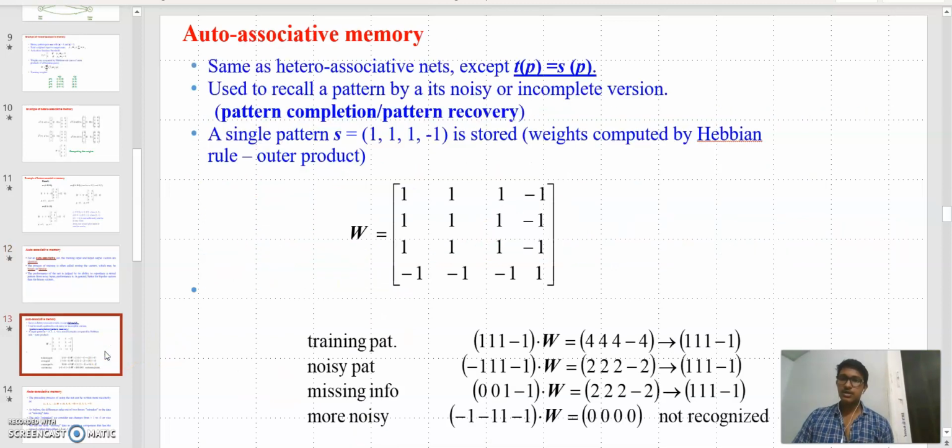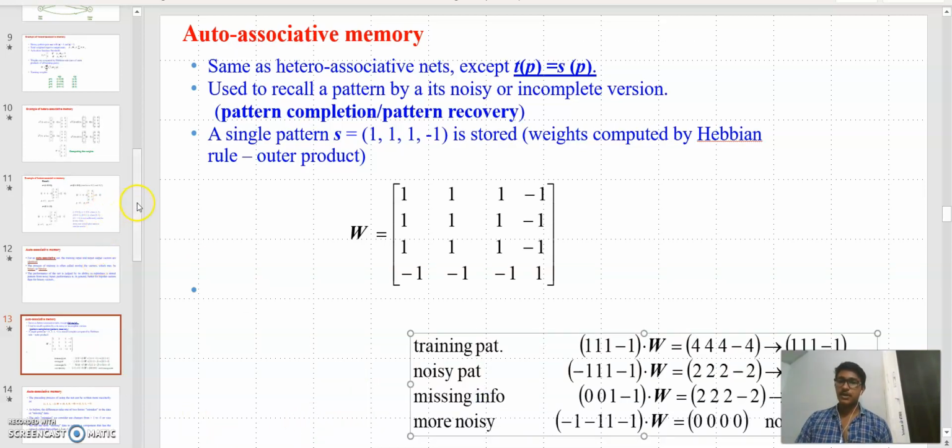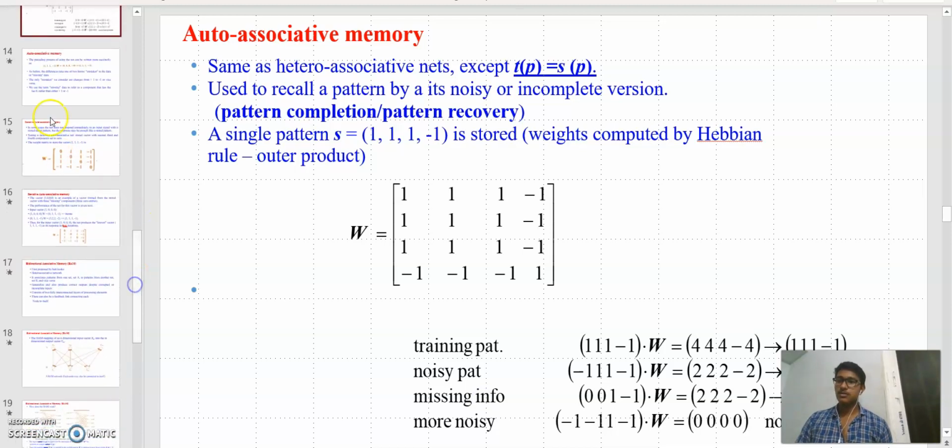Next, coming to the auto-associative memory, it is the same as heteroassociative nets, except t(p) equals s(p). Use it to recall a pattern from its noisy or incomplete version. A single pattern is stored, with weights computed by the Hebbian rule, as we discussed above. And this is the training part, this is the noisy part, missing information, and more noisy part.